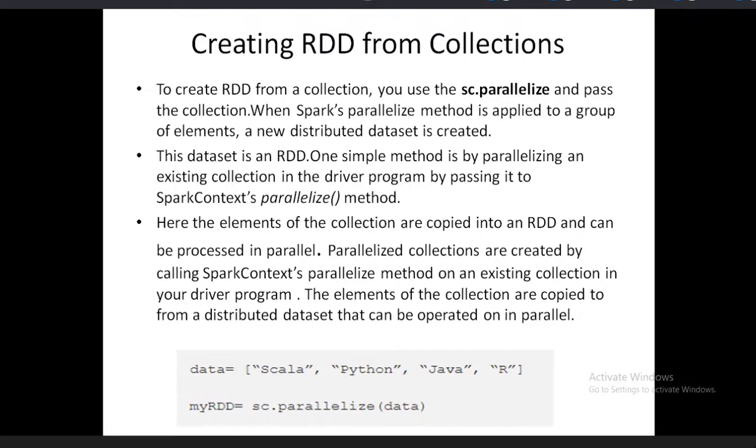Because you're submitting this request, it will convert the data into the DAG, then it will submit the data to your worker node with the help of the cluster manager or resource manager. Parallel collections are created by calling the Spark context parallelize method. The elements of the collection are copied to form a distributed dataset that can be operated on in parallel.